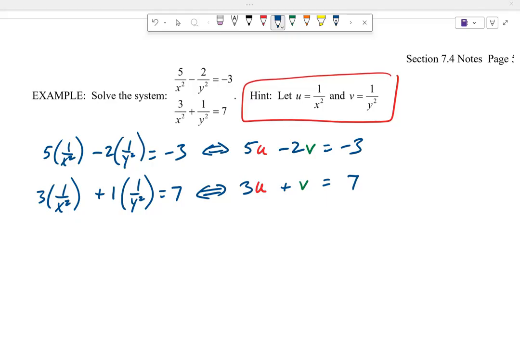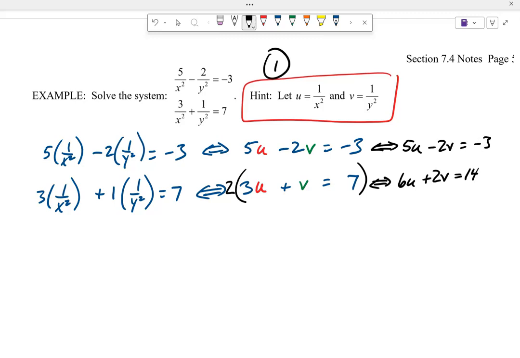Yeah, I'd probably get rid of the v here, right? Go with e1, but I'd probably get rid of the v. Notice the top has a negative 2v. I want the bottom to be a positive 2v, so I'm going to multiply by 2. So this will become 6u plus 2v equals 14. Top is going to stay the same. 5u minus 2v equals negative 3. I'm going to use elimination down here in this case because the v's will cancel. So I got 11u equals 14 minus 3 is 11. So u equals 1. All right.